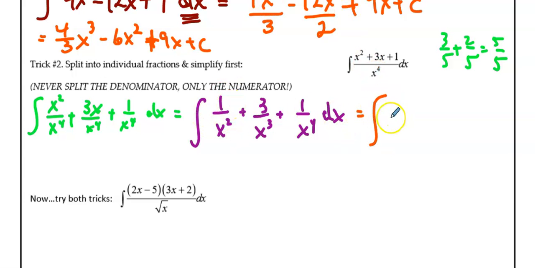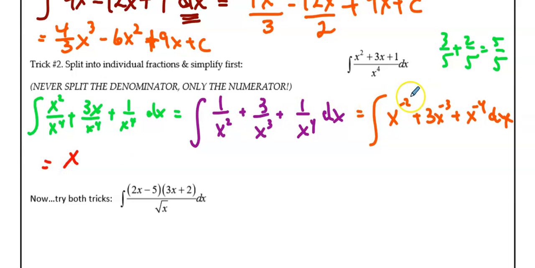So let's bring this up to the top. So 1 over x squared is just really x to the negative 2. We have a 3x to the negative 3. And then we have x to the negative 4 dx. Okay? And now, just like on the previous video, we're going to integrate these problems.